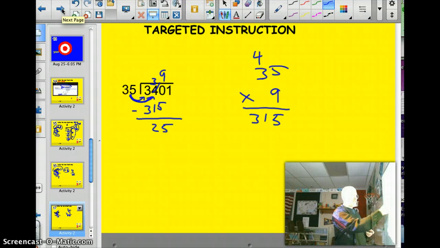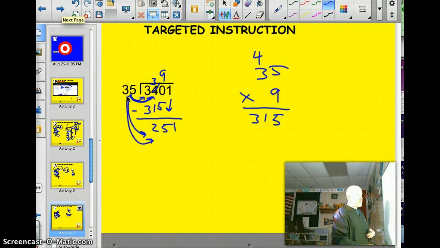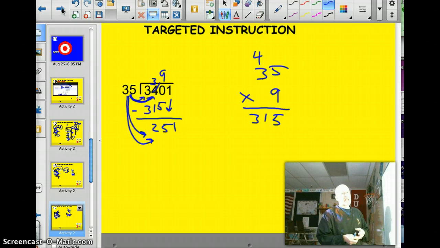Now I have to look at this one here. Will 35 go into 25? No, of course it won't. And I do have one more number I can bring down, though, which is a 1. So I ask again, can 35 go into 251? Yeah, it can. The question is how many times? Well, I know that 9 times is 315, and that's too big. I'm wondering 8, that doesn't look like that's going to be close enough. I'm going to go ahead and try 7 to begin with and see if I get close to 251.